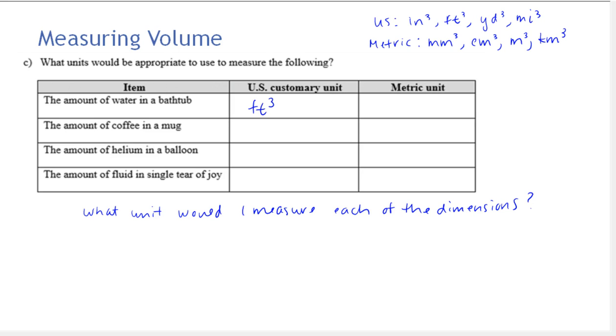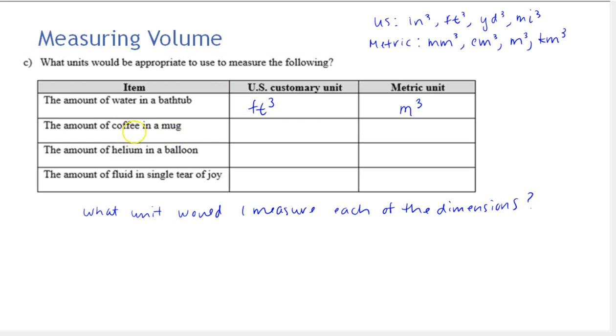The corresponding measurement in the metric system is, I would say, meters cubed. Centimeters are too small. So again, think back to the video that talked about how long each of these individual quantities are, and that's also listed in your packet.